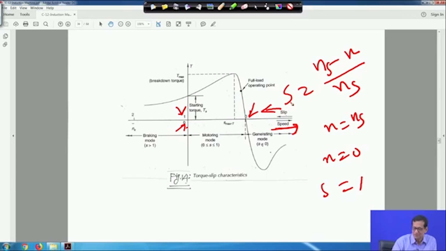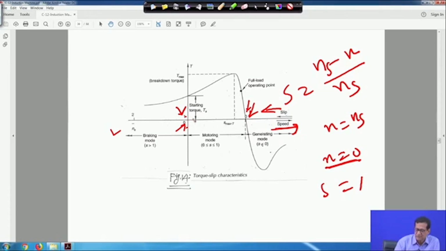Slip is moving from right to left and speed is going left to right, right, because if you increase the speed, when n is equal to ns, slip is equal to 0. So slip goes this way, and when n is equal to 0, that is the standstill condition, slip is 1. Here speed is 0. This side need not bother, this side is braking mode and this side is generating mode. Only a little bit of explanation will be given and that is all, right.